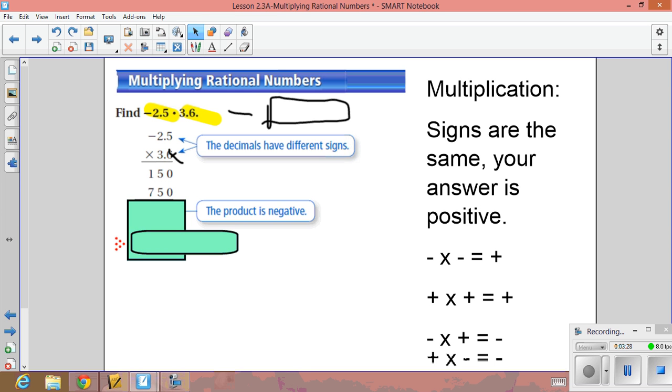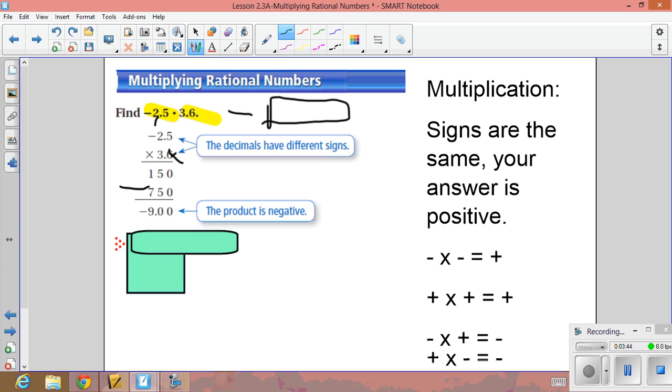We now take a look at the 3. 3 times 5 is 15. 5 carry up the 1. 3 times 2 is 6, plus 1 is 7. So we get so far a problem that looks like this. Now we add. Okay, here's where we do addition. 0 plus 0 is 0. 5 plus 5 is 10. 1 plus 7 plus 1 that we carried is 9.